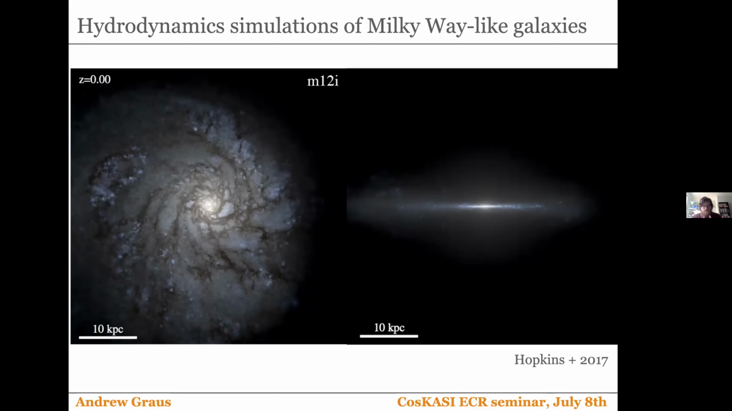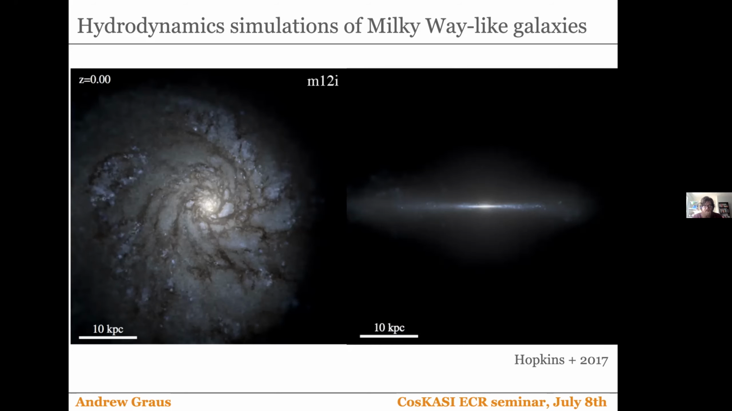This is one of the simulations, m12i, which is a Milky Way size halo. And inside of this halo, it forms a spiral galaxy. You can see on the left pretty clear dust lanes and spiral arms. And then on the right, you can see an edge-on view where you can see just how thin the disk is. So we're able to reproduce basic properties of the Milky Way in simulations, which is pretty exciting.